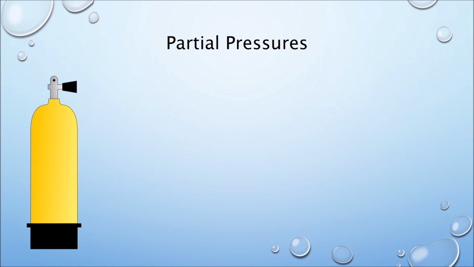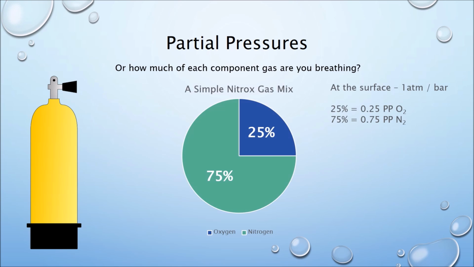So partial pressures, what actually is it? Well, the way I like to think of it is it's just how much of each component gas that you're actually breathing within a nitrox mix. And you might remember that breathing air is 21% oxygen and it's 79% nitrogen, but we can increase the level of oxygen in a mix to decrease the risk of decompression sickness and allow your no stop times to be a bit longer.